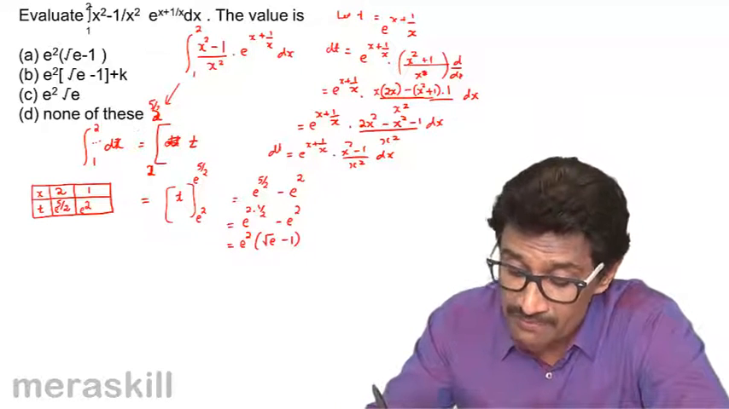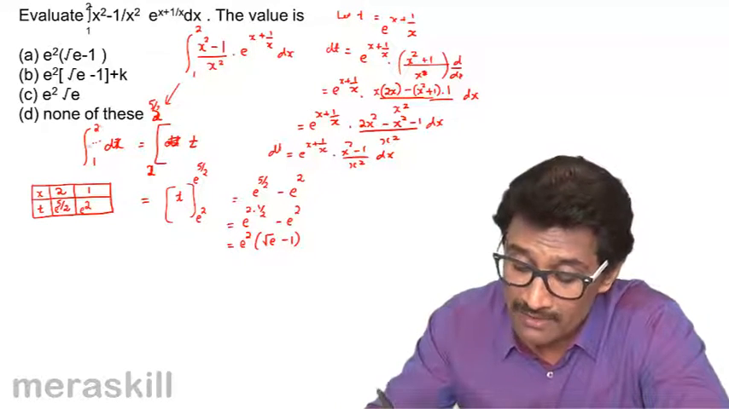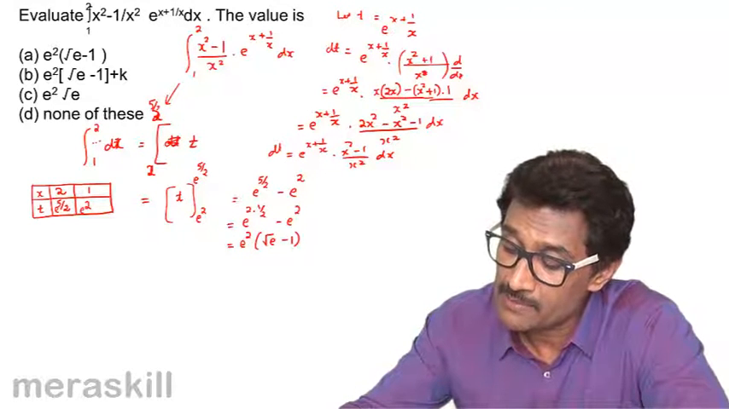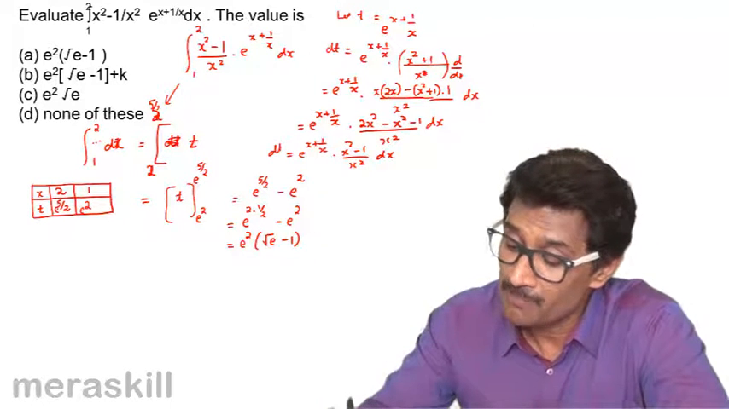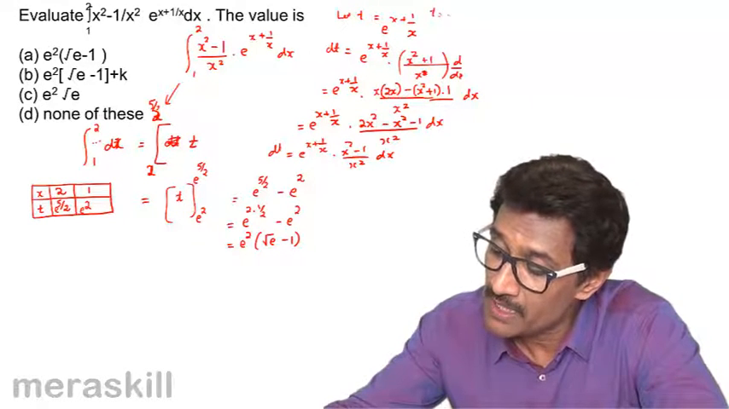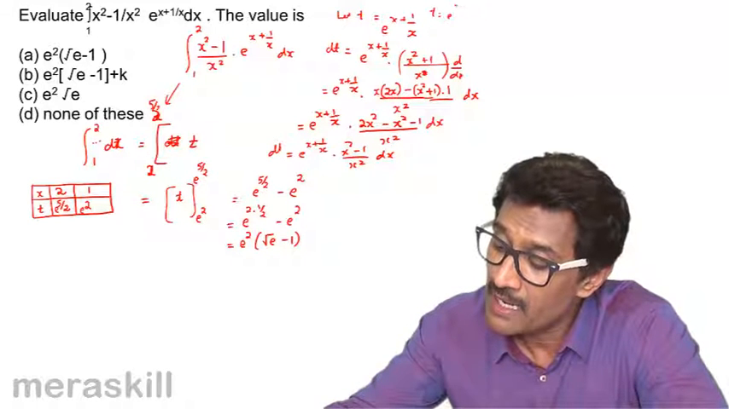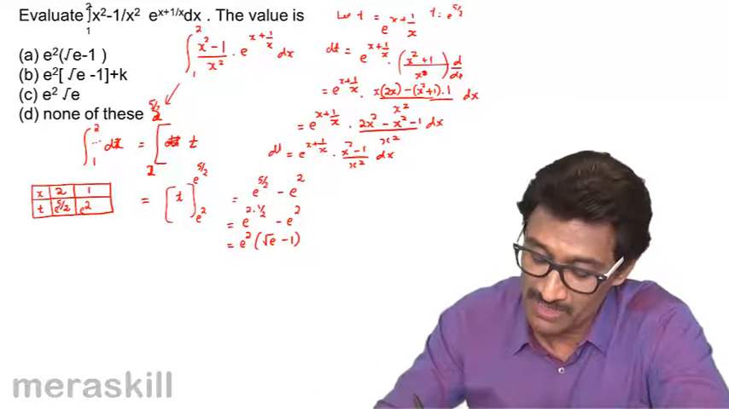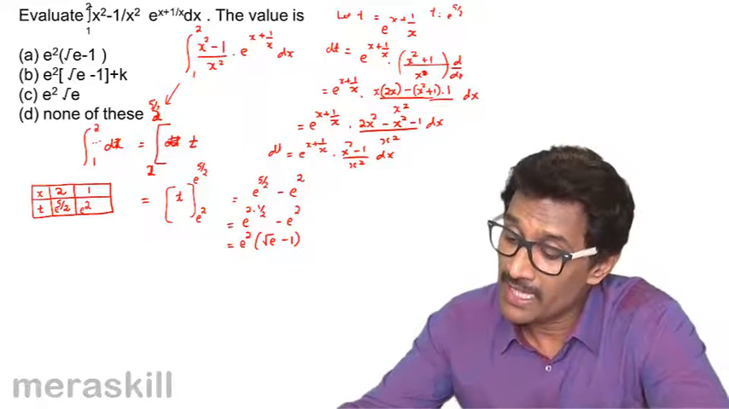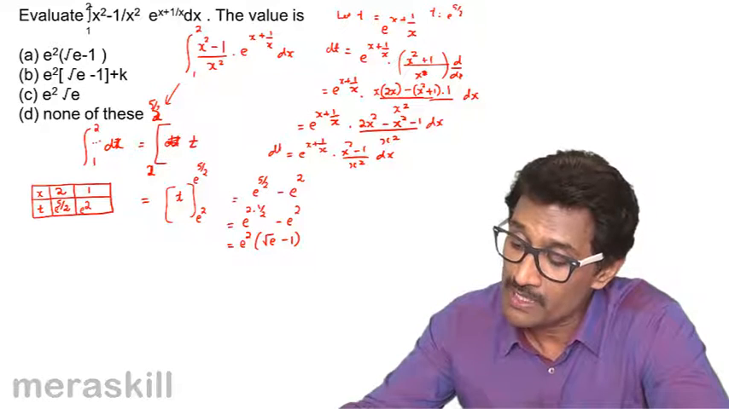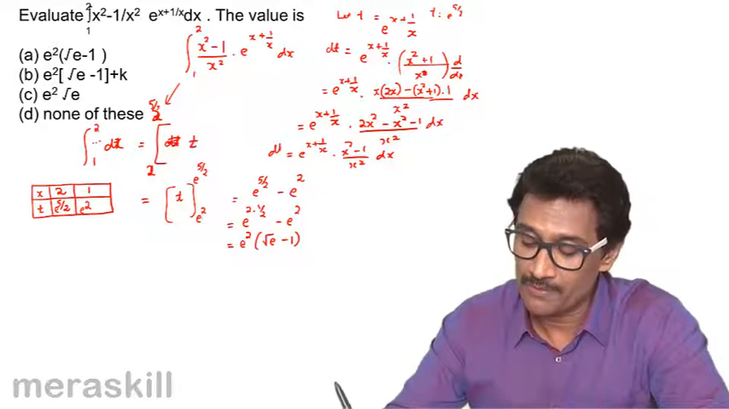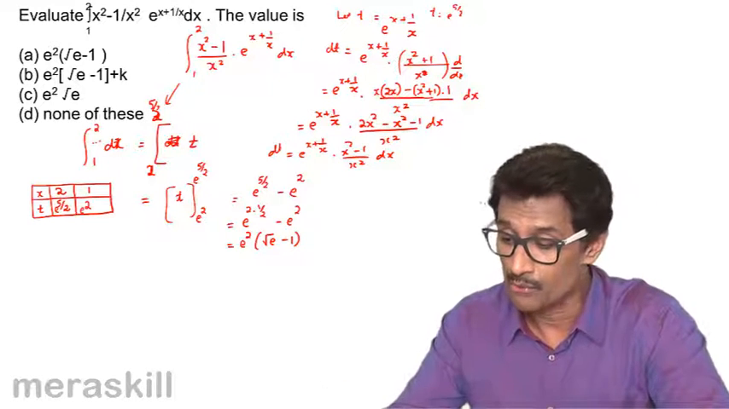Now the moment you change the variable to t, the domain will also change accordingly. We have taken t as e raised to x plus 1 by x. So if you take the upper limit as 2, t would become e raised to 2 plus half, e raised to 5 by 2. The lower extent of the domain is 1, so t will become e raised to 1 plus 1, that is e raised to 2. So with t you are going to have e raised to 5 by 2 upon e raised to 2.